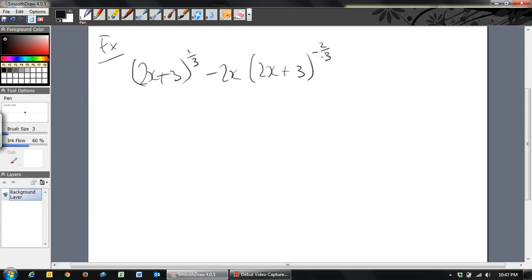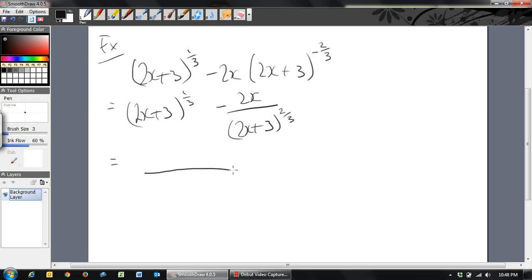Firstly, let's just rewrite these negative things as fractions because it's a bit awkward at the moment. Okay, so let's go 2x plus 3 to the third. Let's leave that. And let's write minus 2x, and on the bottom line we'll have 2x plus 3. And remember that negative power just puts it onto the bottom line, so it'll just be 2/3 on the bottom line, like that. Now let's put our fractions together.